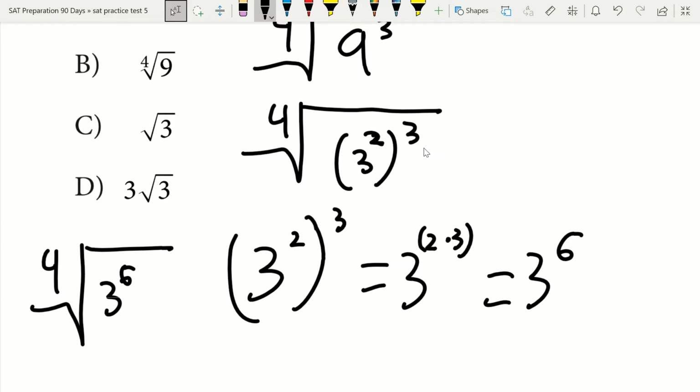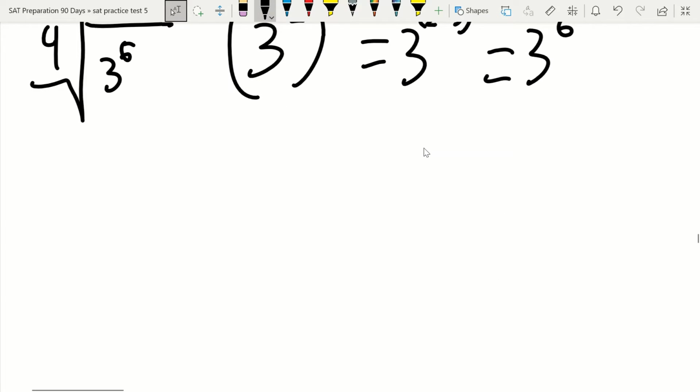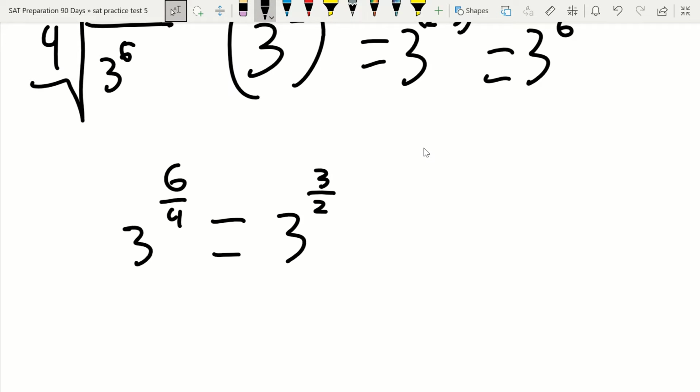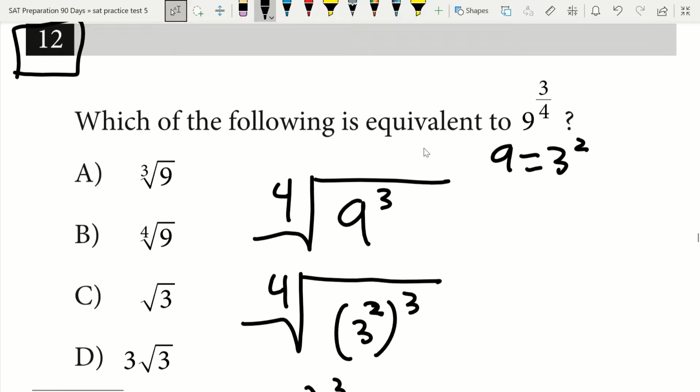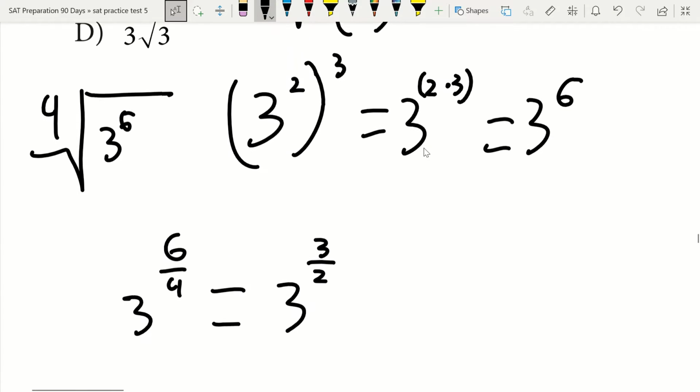Now we can rewrite that. We know that the fourth root of 3 to the 6th power is the same as 3 raised to the power of 6 over 4. Now, what can we do here? We can simplify that. Obviously 6 over 4 is the same as 3 over 2, so we have 3 to the power of 3 over 2, which we don't see in our answer choices because we have to have it in the form with a root.